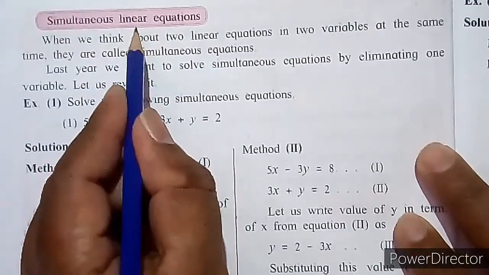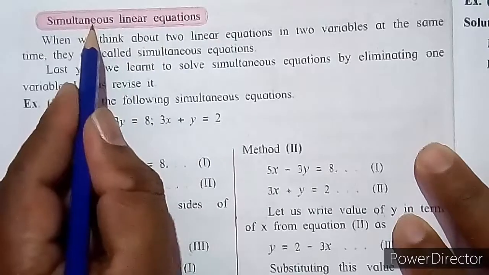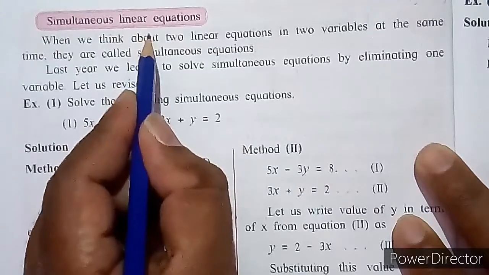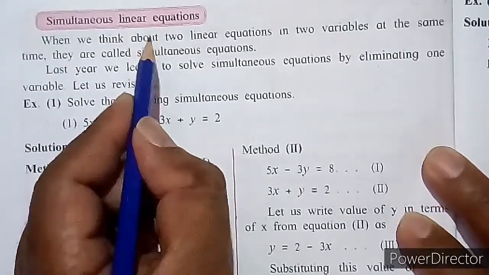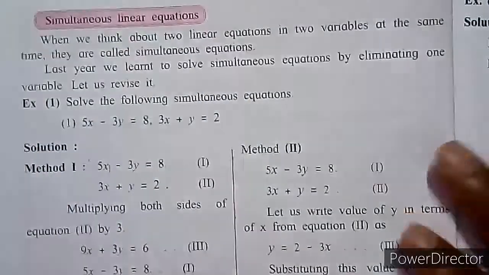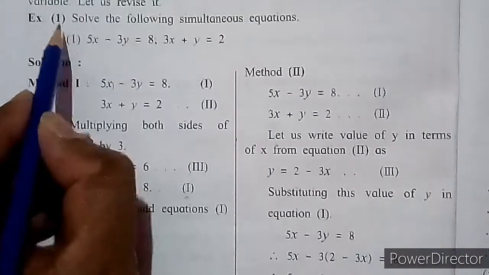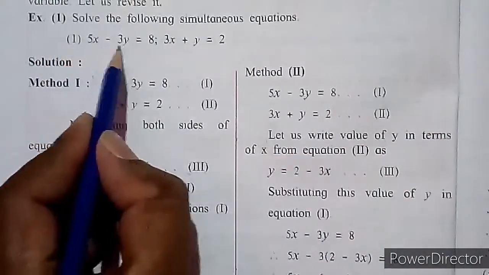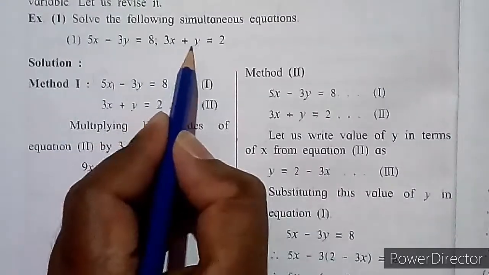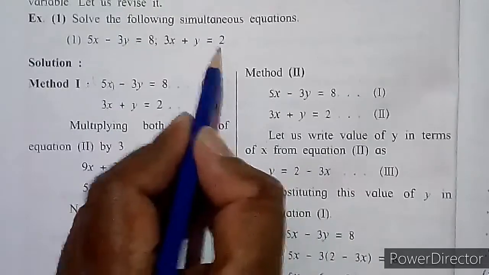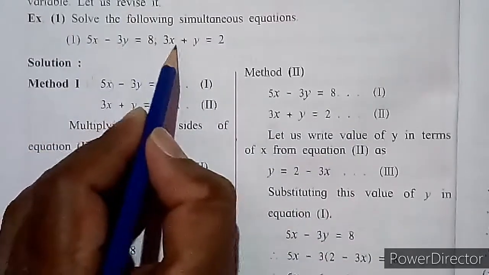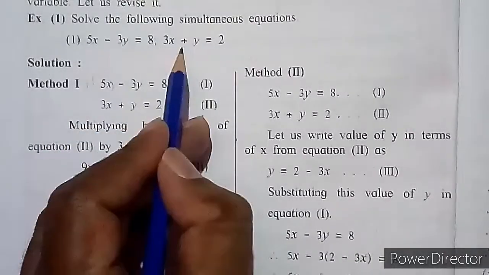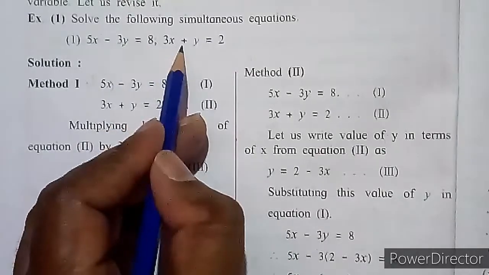We know this is the definition of a linear equation, but simultaneous linear equations are when we take a set of two linear equations for operating. These two linear equations are called simultaneous linear equations. Here is example number 1: solve the following simultaneous equations, 5x minus 3y equals 8 and 3x plus y equals 2. These are two linear equations. We have to find the solution of these two simultaneous linear equations.